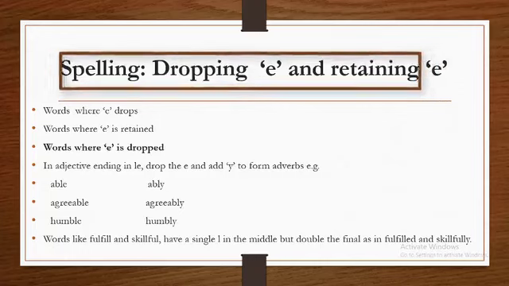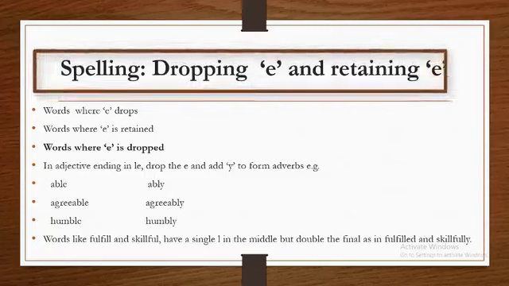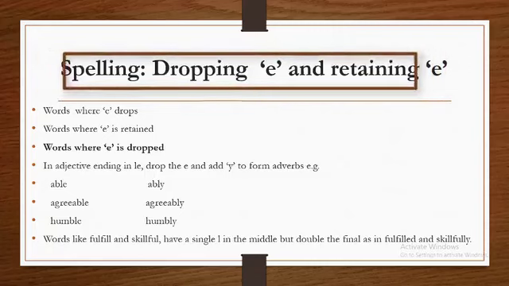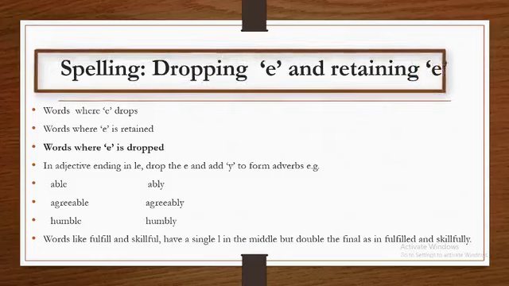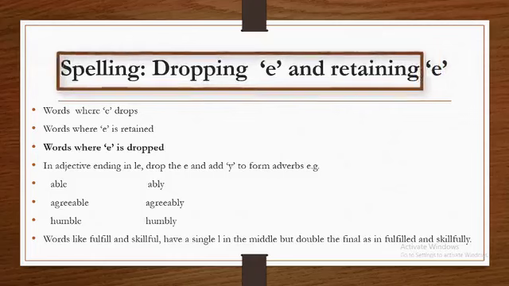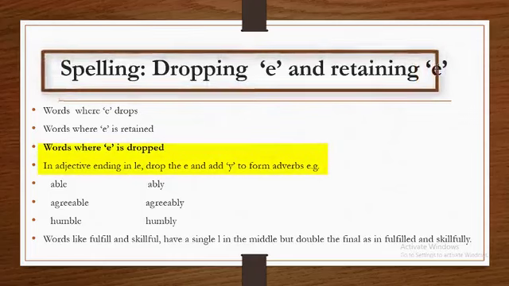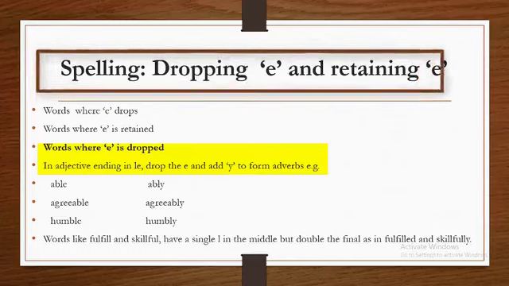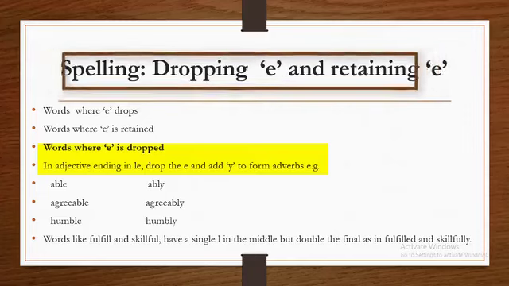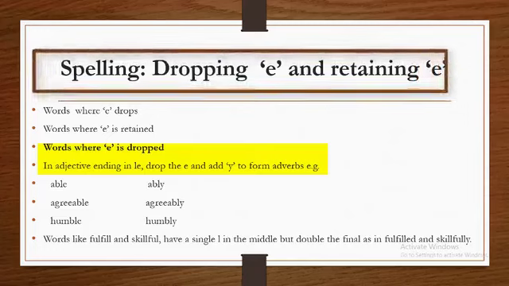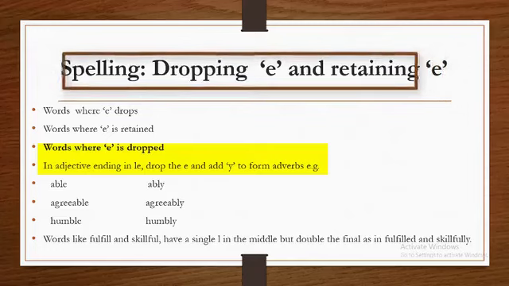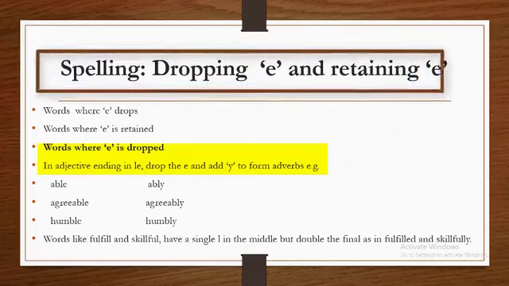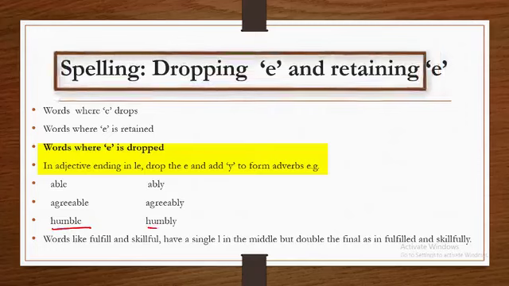Okay, so let's move on to the last segment, which is on spellings. When do we drop the E in certain words and when do we retain the E? We drop the E when the word is an adjective and it ends in L-E, when we are adding a suffix to it. So we have able becoming ably, agreeable becoming agreeably, humble becoming humbly. You can see that the E was dropped in the word humble when adding an L-Y.